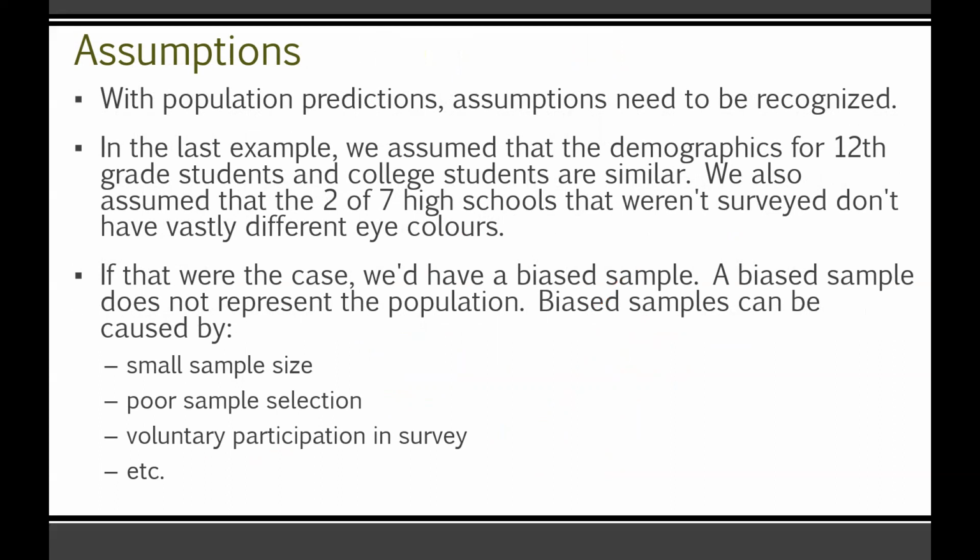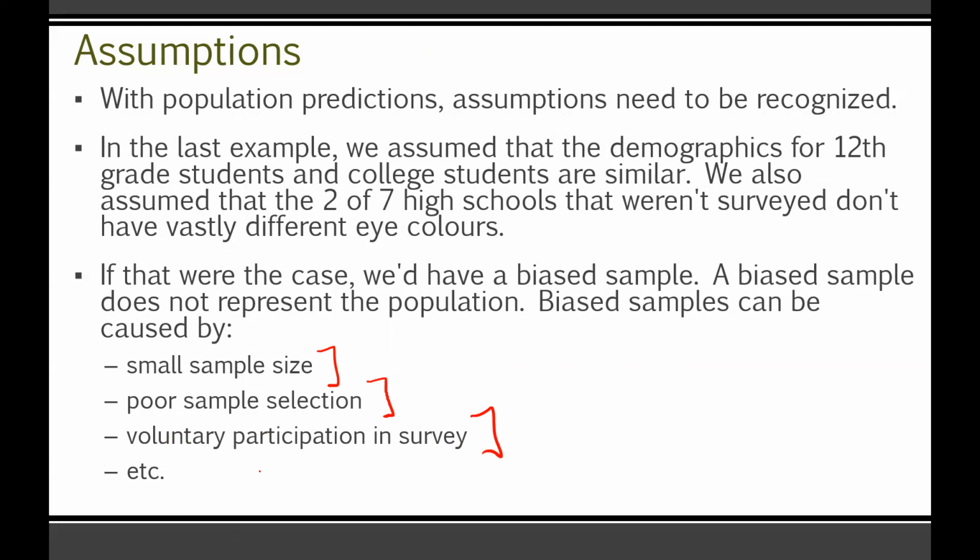A biased sample can be caused by things like a small sample size. That wasn't the case in the last example. We had a pretty big sample size. Poor sample selection, like if you picked schools that for whatever reason would have more students with brown eyes, I don't know what that would be, but that could make a biased sample. Voluntary participation in a survey. So in other words, if you left it open-ended and said, hey, who wants to take part in this survey? That could lead to a biased sample, etc.